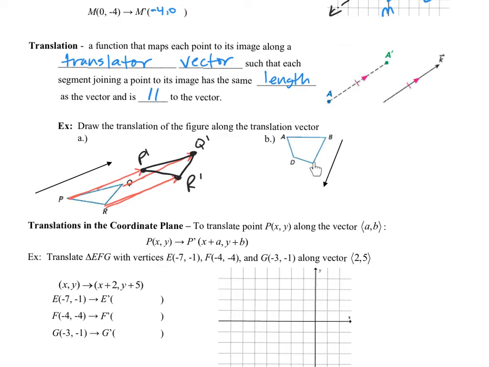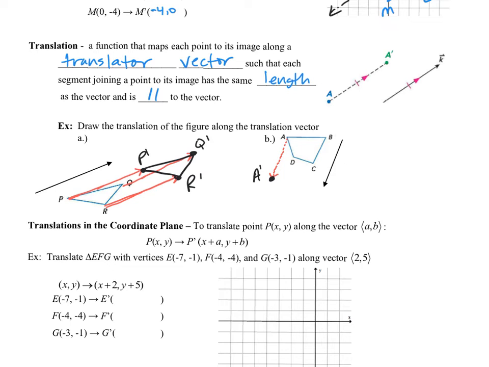Let's do the same thing with this trapezoid. So what we want to do is translate every point using this translation vector. So every point should slide the same distance and in the same direction. So again, we're just doing this freehand, so it's not going to be perfect, but I'm going to try and slide A. That looks about right. Okay, so A prime would be right about here.